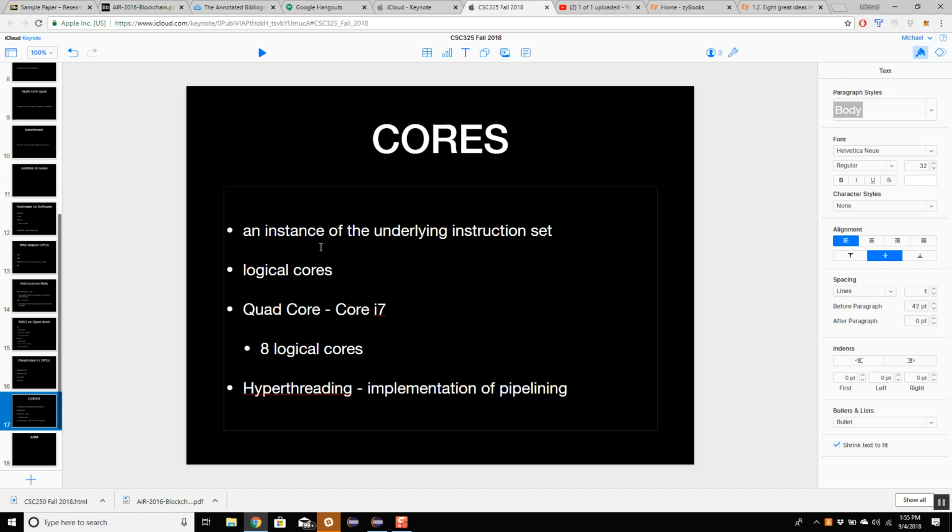Okay, so when we talk about cores, we're talking about an instance of the underlying instruction set. So the more instances we have of the underlying instruction set, the more simultaneous instructions we can process, right? In a quad core setup, we have 4 dudes that know how to take an instruction and perform a magic trick. So we can have 4 different magic tricks being performed simultaneously. Now, is 4 cores better than 2 cores? Depends, right? Depends whether more cores is better than fewer cores.